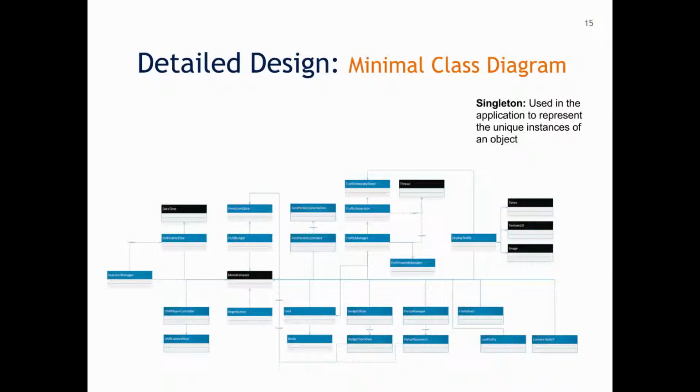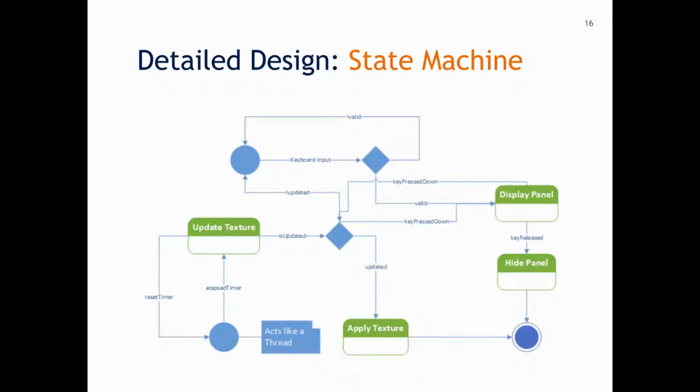Here is the minimum class diagram. The thing to note here is that classes that inherit model behavior will usually have an update, which is called an every frame update, and a start function. The black color in here indicates system classes. The design pattern used here is called singleton, since the majority of the classes will only have one instance when the application is running.